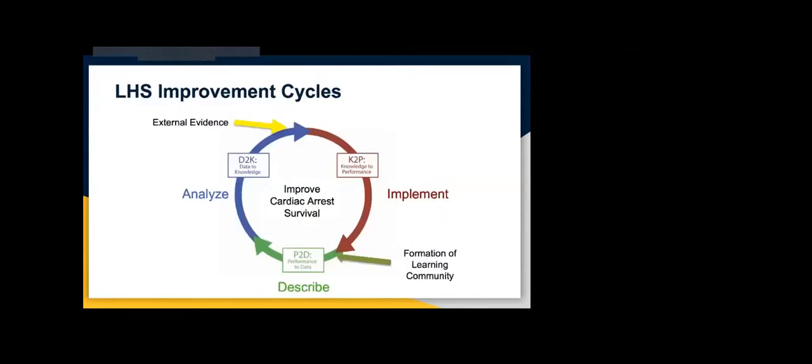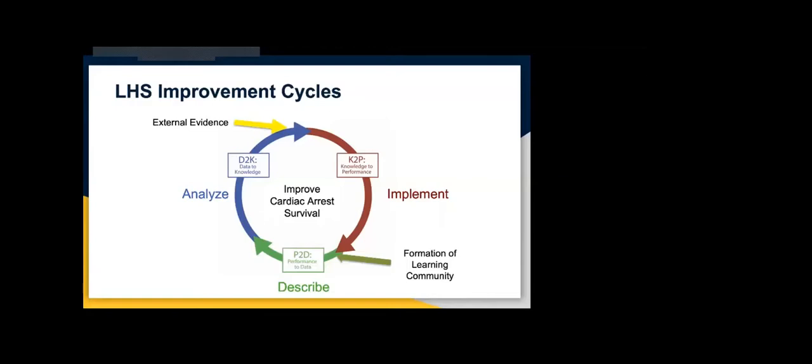We're utilizing this learning health system learning cycle model. And you can see in the center, the goal is to improve cardiac arrest survival. And specifically, we've identified as a group the goal of optimizing the time to first treatment or the time for people to get CPR in the event of cardiac arrest. One of the first steps in the learning health system approach is to form a learning community that you can see in the lower right corner.